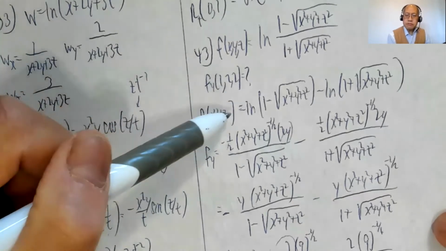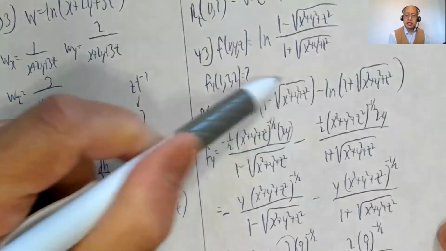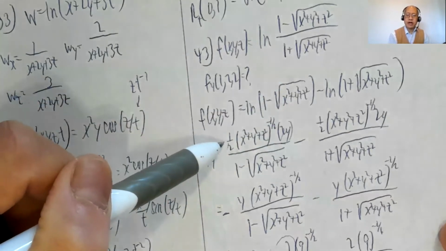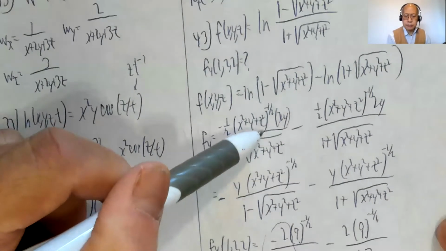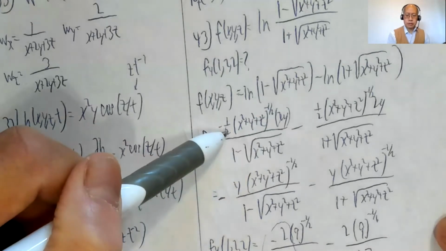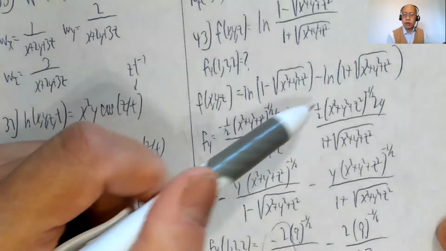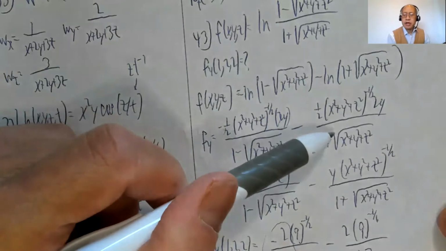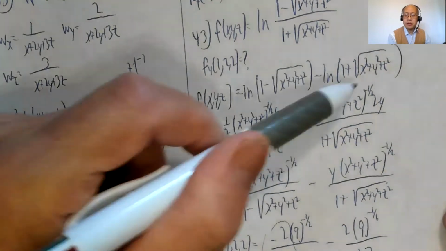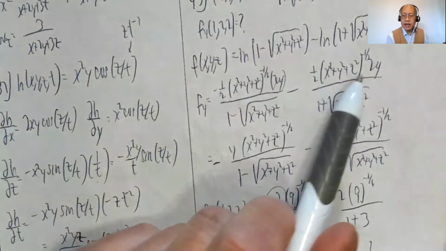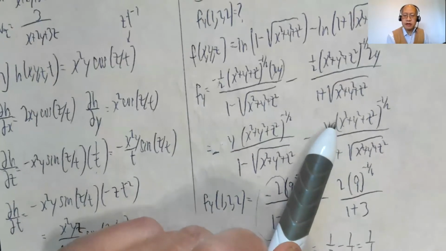So f sub y is 1 over all this times the derivative of the inside with respect to y. So negative 1/2 x squared plus y squared plus z squared to negative 1/2 times the derivative of the inside with respect to y, which is 2y. 2 cancels 2. And similarly here, minus 1 over 1 plus radical x squared plus y squared plus z squared times the derivative of the inside with respect to y, 1/2 x squared plus y squared plus z squared to negative 1/2 times 2y. That half cancels that 2. So I'm going to have a negative y here, a positive y here.